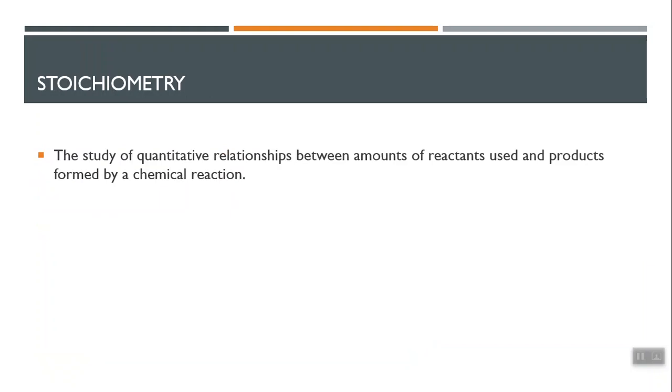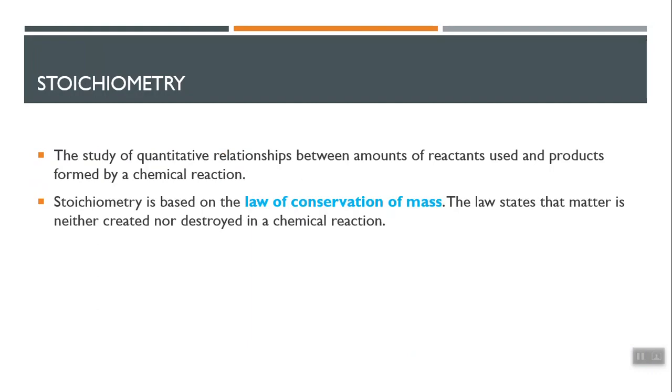So stoichiometry is a study of quantitative relationships. And remember what quantitative means, right? It's about numbers. So we're talking about a numerical relationship between the amount of reactants and the amount of product.